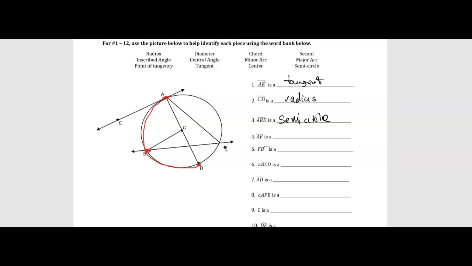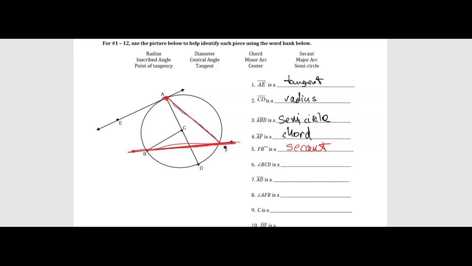Segment AF. So if we find A to F, and it's a line segment, then that would be from here to here. So from one point on the circle to another point on the circle. That's what we call our chord. Number 5, line FB. So find F and B, but it continues on through because it's now the line instead of a segment. This is what we call a secant.